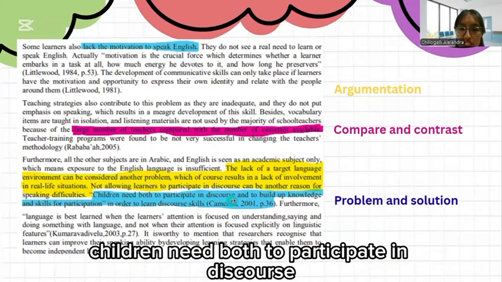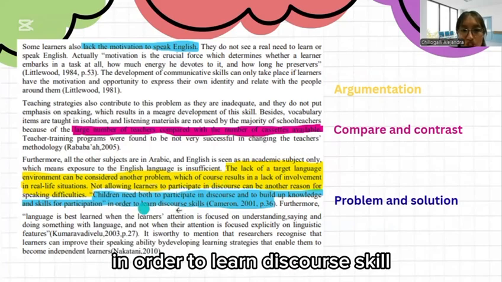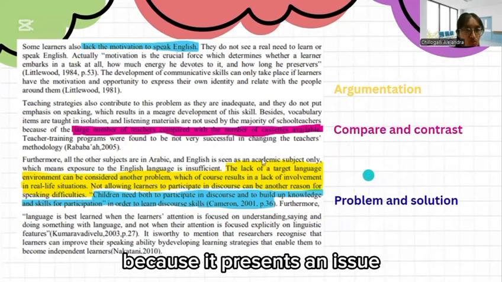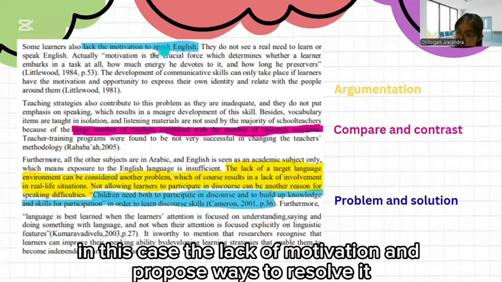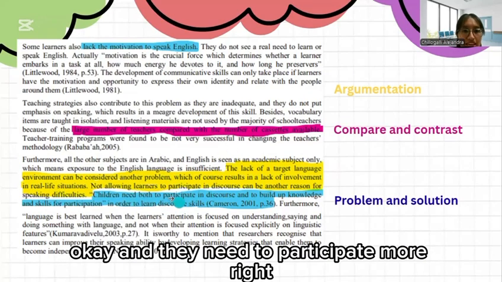Children need both to participate in this course and to build up knowledge and skills for participation in order to learn this course skill. This is called problem solution. And why is that? Because it presents an issue, in this case, the lack of motivation, and proposes ways to resolve it. Okay, it's given in here to build up knowledge and skill participation, and they need to participate more, right?